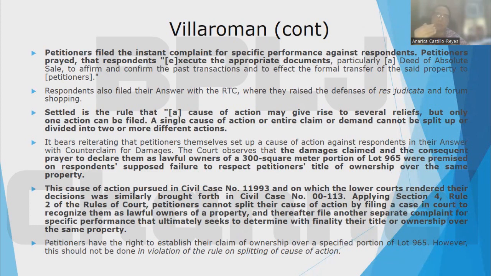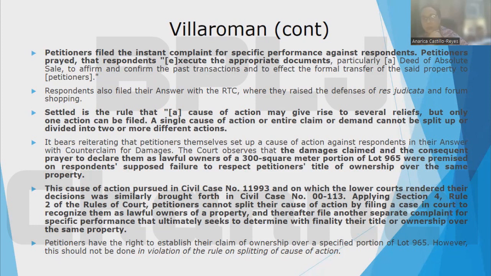Now, because Agripina was not able to secure a favorable judgment in the court, they subsequently filed another complaint for specific performance to compel the heirs of Jose to execute the appropriate documents so that the ownership of the property will be transferred to her.